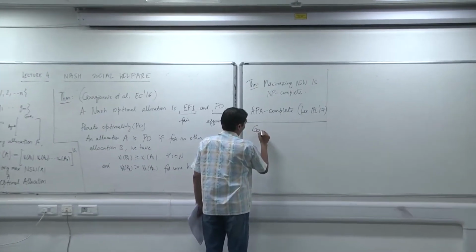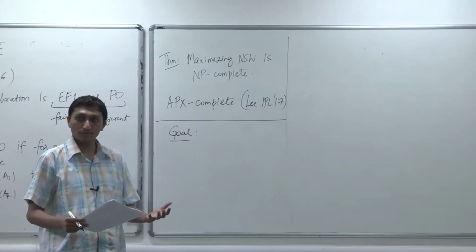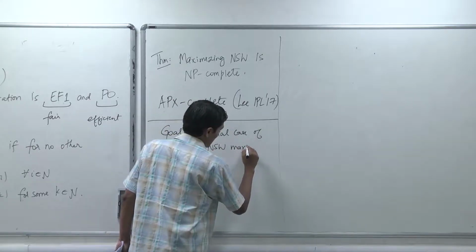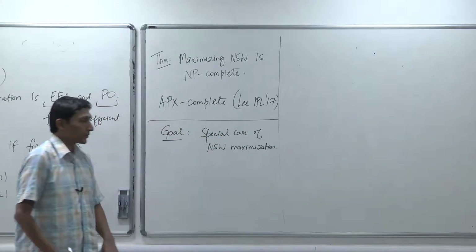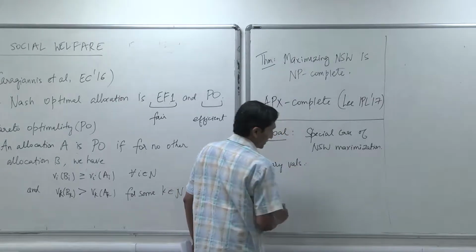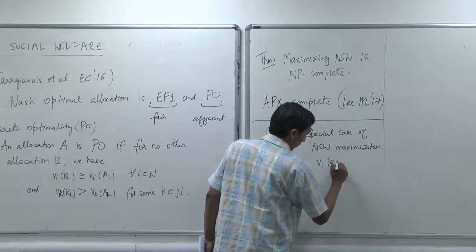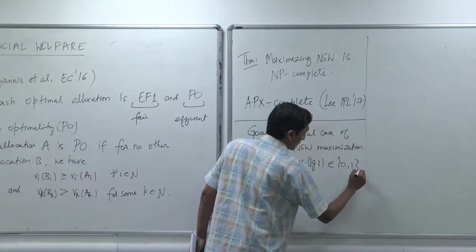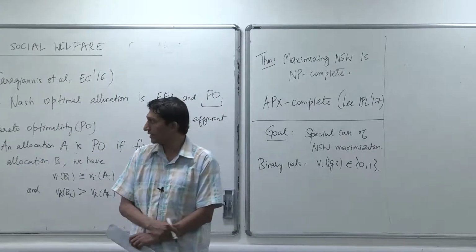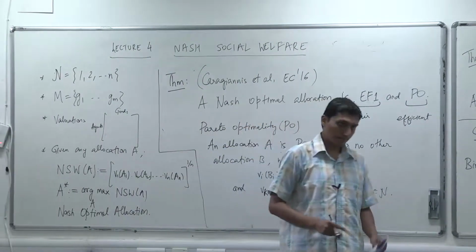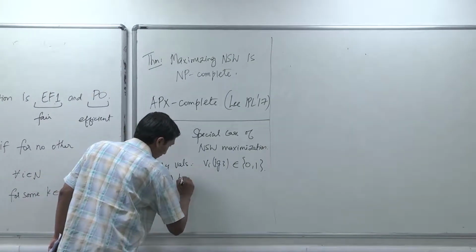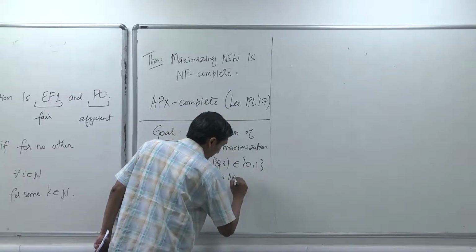We are going to solve a special case of the Nash social welfare maximization problem, in which we focus only on binary valuations. What this means is that for any agent i and any good g, the valuation is either 0 or 1. So an agent either likes a good or does not like a good. In other words, this matrix is going to be a 0-1 matrix. And the theorem that I'm going to prove for you is that for binary valuations, a Nash optimal allocation can be computed in polynomial time.